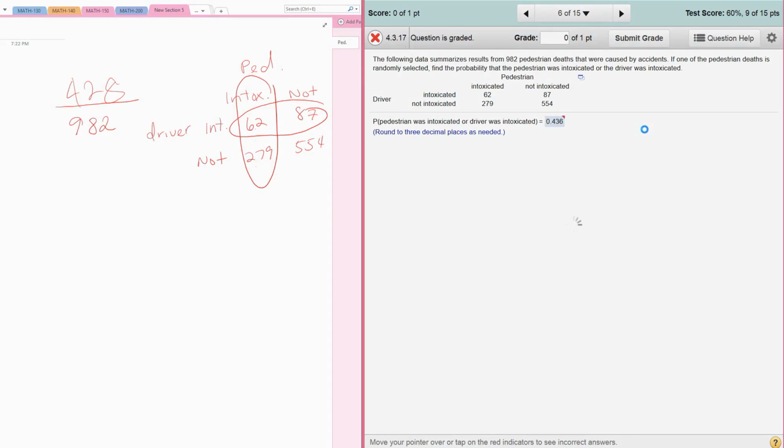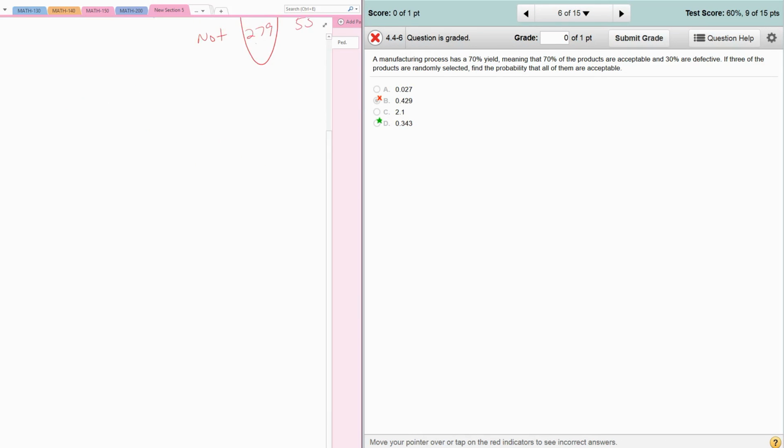So number 6. It says a manufacturing process has a 70% yield. So that means 70% of the products are acceptable and 30% are defective. If 3 products are randomly selected, find the probability that all of them are acceptable. So this means we want the probability that the first one's acceptable, and the second one is acceptable, and the third one. So this is going to be multiplication, and we know that the probability of each one being good is 70%, or 0.7. So here we're going to take 0.7, 0.7, 0.7.